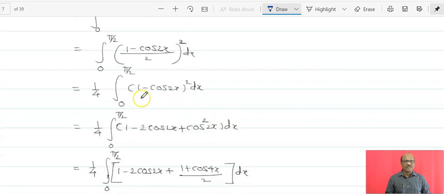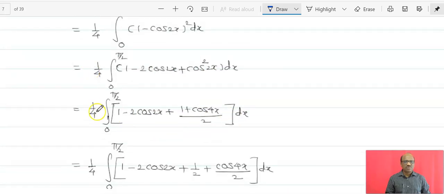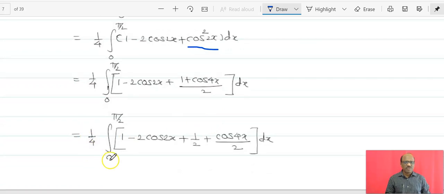Now open this bracket, that is a minus b bracket square: a square minus 2ab plus b square. Then you will get 1 by 4, 0 to pi by 2, 1 minus 2 cos 2x. What about cos square 2x? Again by using the trigonometry that you have learned in the 11th standard, 1 plus cos of 4x upon 2. Therefore 1 by 4, 0 to pi by 2, 1 minus 2 cos of 2x. Now again split this: 1 upon 2 plus cos of 4x upon 2.